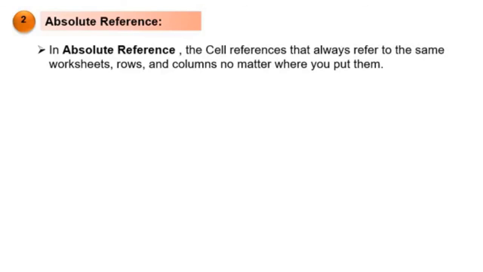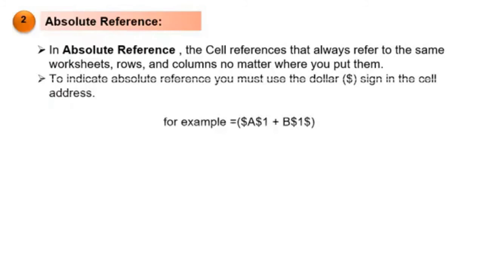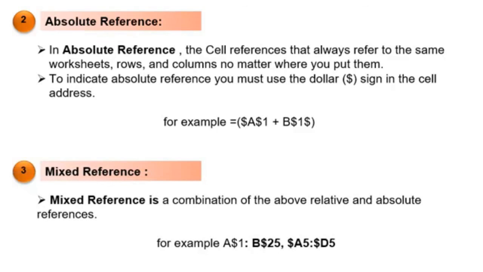Absolute references are cell references that always refer to the same worksheets, rows and columns, no matter where you put them. To indicate an absolute reference, you must use the $ sign in the cell address. Mixed reference is a combination of the above relative and absolute references.